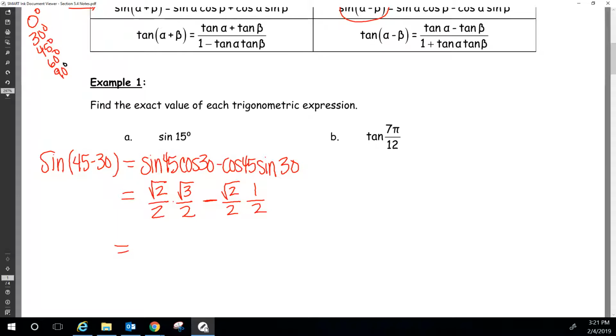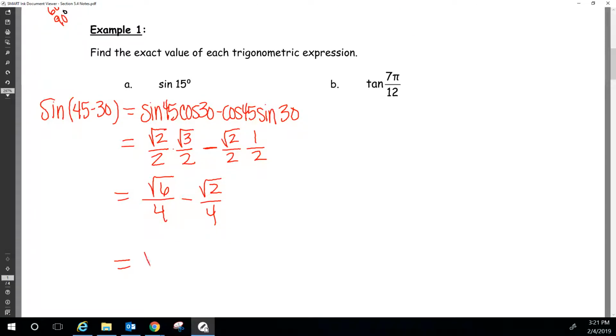And so multiplying this out, square root of 2 times square root of 3 is square root of 6. 2 times 2 is 4. Square root of 2 times 1 is square root of 2. 2 times 2 is 4. If we want to get real fancy, we could put this all over one fraction, because we have a common denominator.